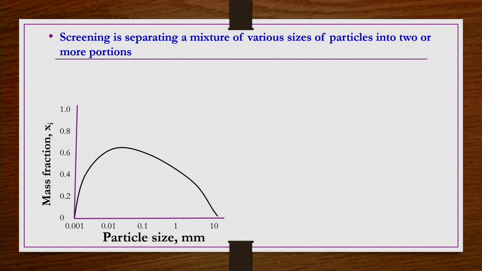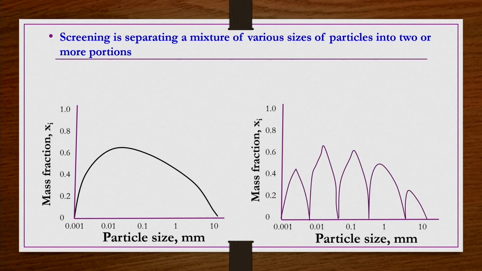But if we do the screening, we can separate this crushed material into several smaller fractions, so that we have separate, individual fractions whose particle size distribution is much narrower compared to the initial mixture we have taken. So, when we do this screening, the same sample can be separated into several fractions, maybe one fraction of this range, another fraction of this range, and another, another, like this.